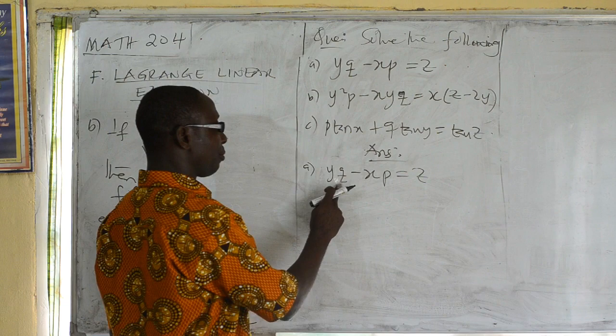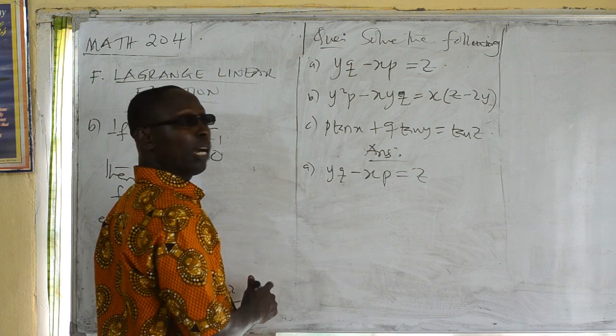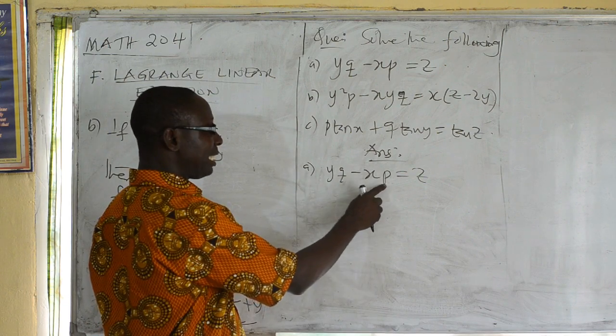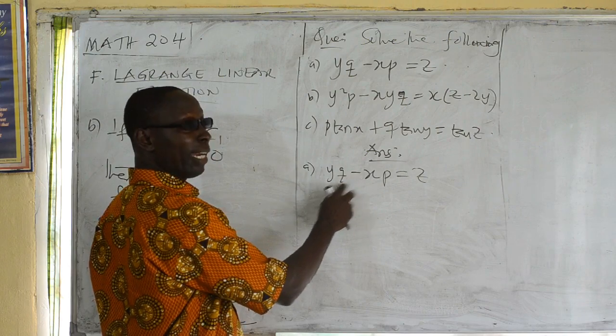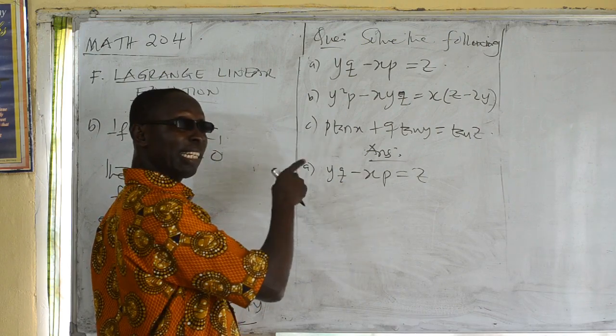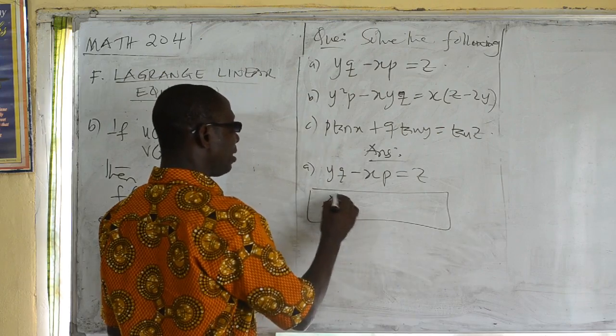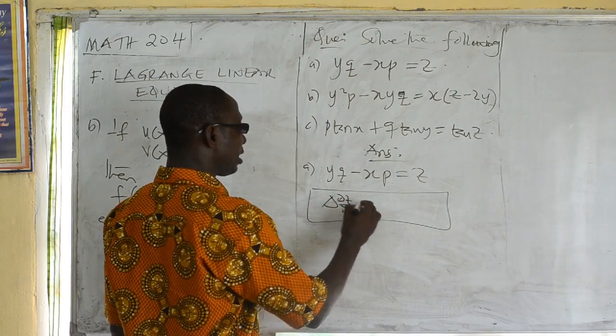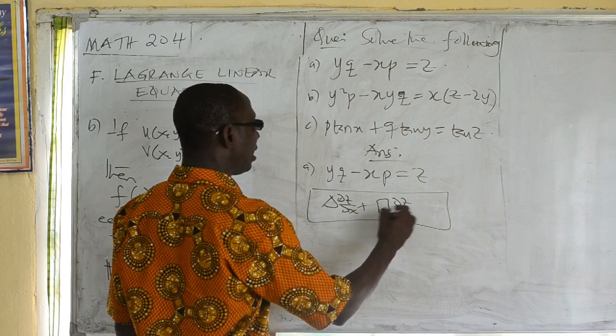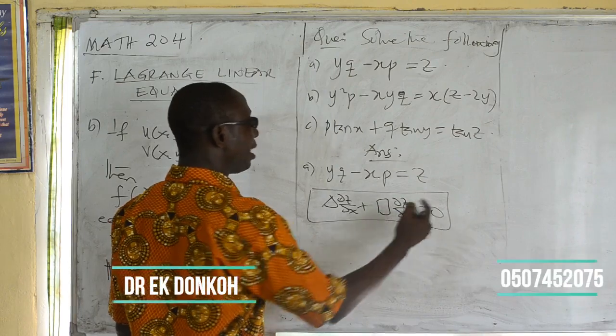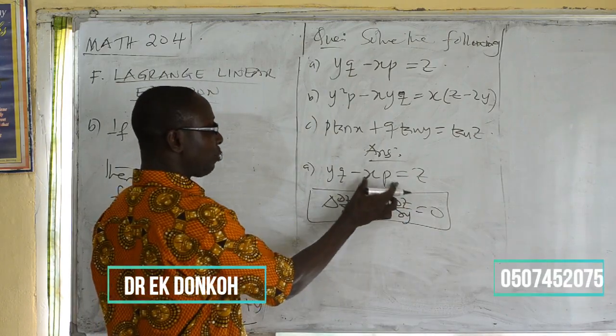Notations for P and Q. Now, this must come first because this is dz dx, this is dz dy. It must be written in the standard formula. The standard formula must look like this: something dz dx plus something dz dy is equal to something without any derivative. So this one should come first.